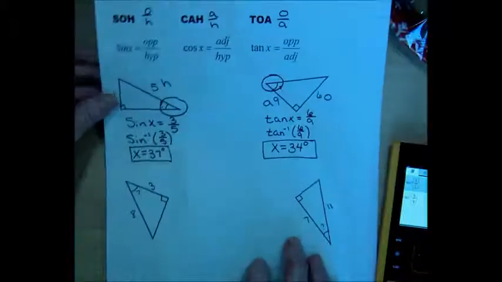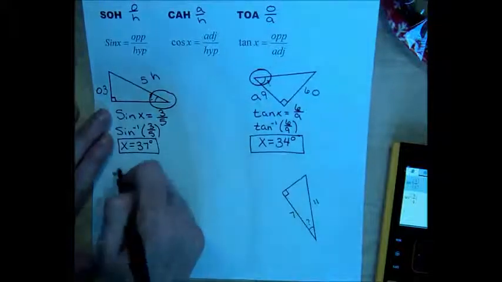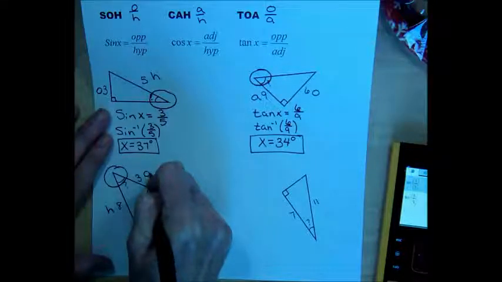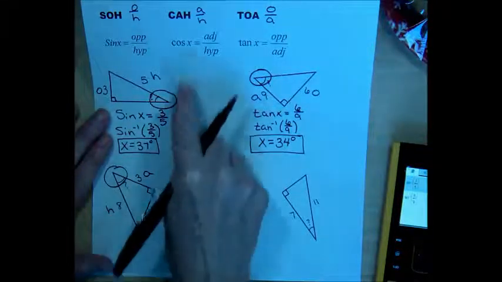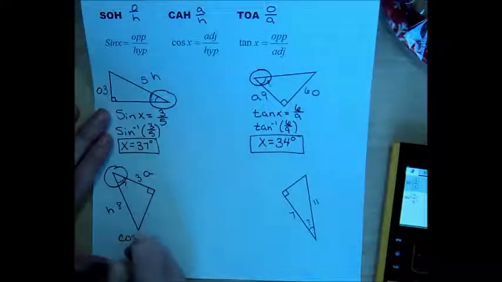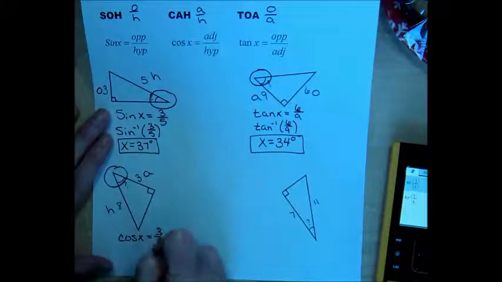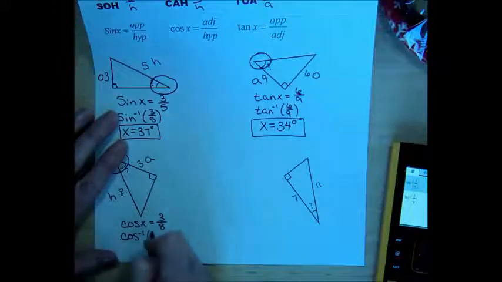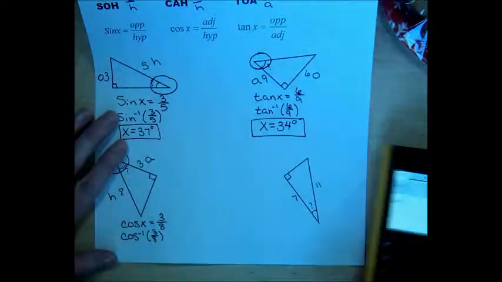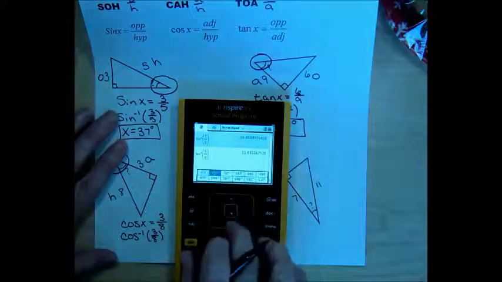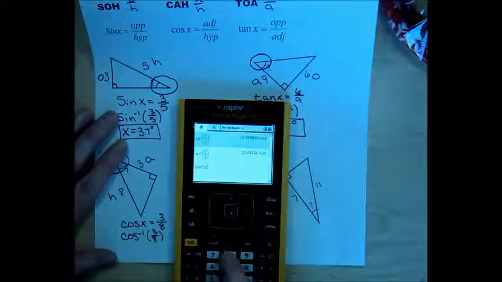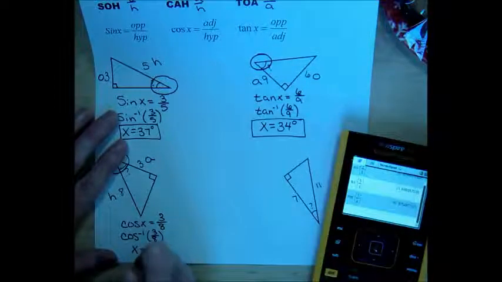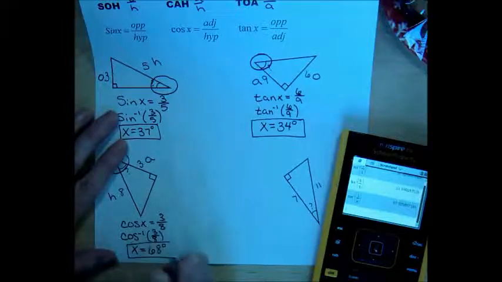All right, let's try a couple more. Identify your angle, circle it, label your side lengths. So I know the hypotenuse and I know the adjacent. That way you don't mess up. So my adjacent and hypotenuse go with cosine. So the cosine of the angle is 3 over 8. So I'm going to use cosine inverse of 3/8 in my calculator. 67.9 rounds to 68 degrees.